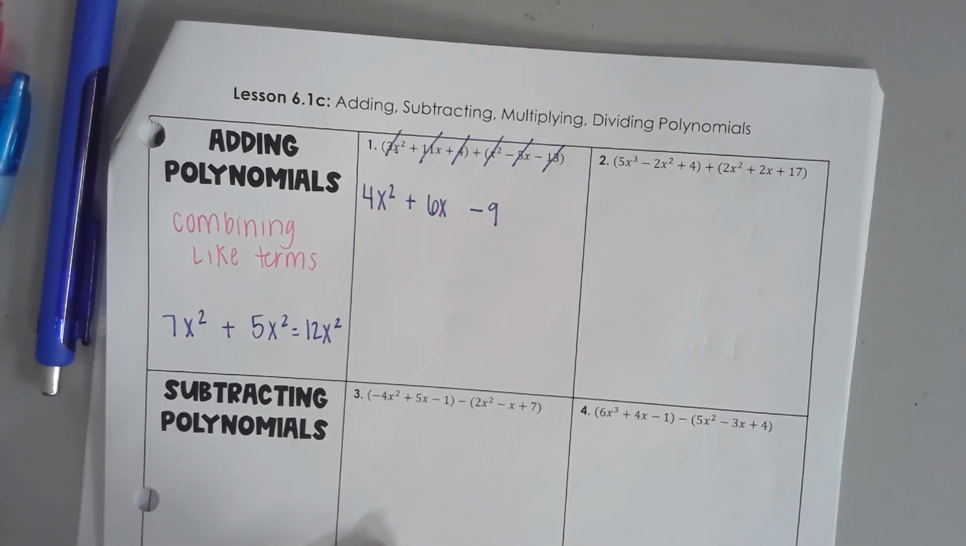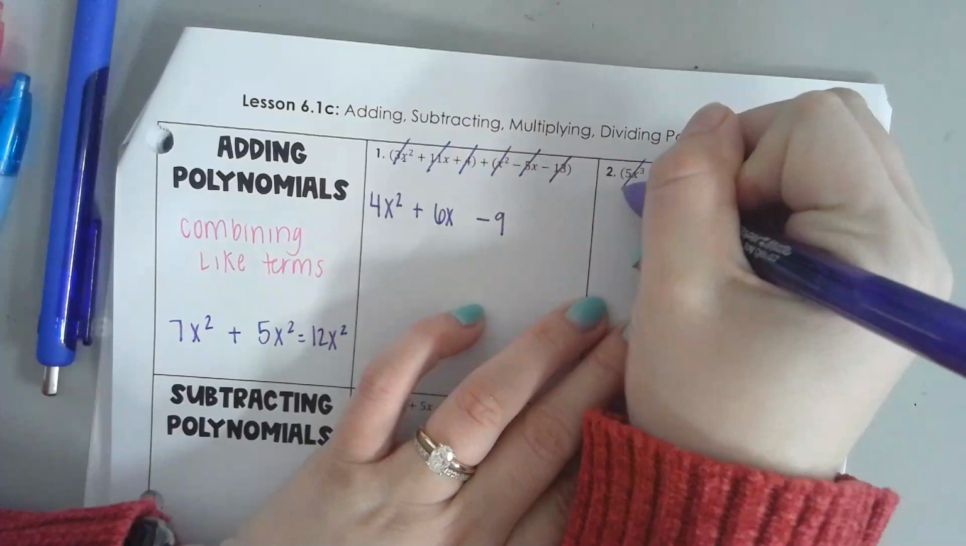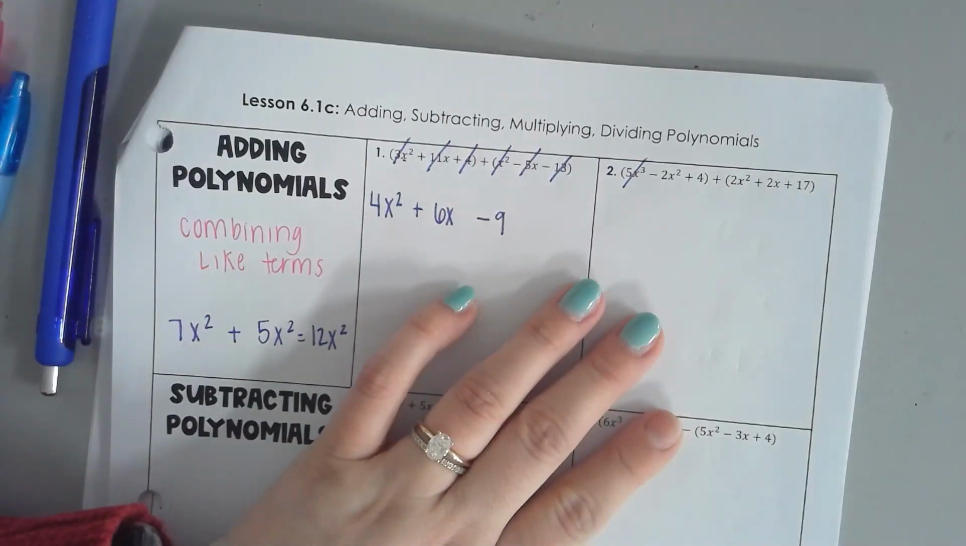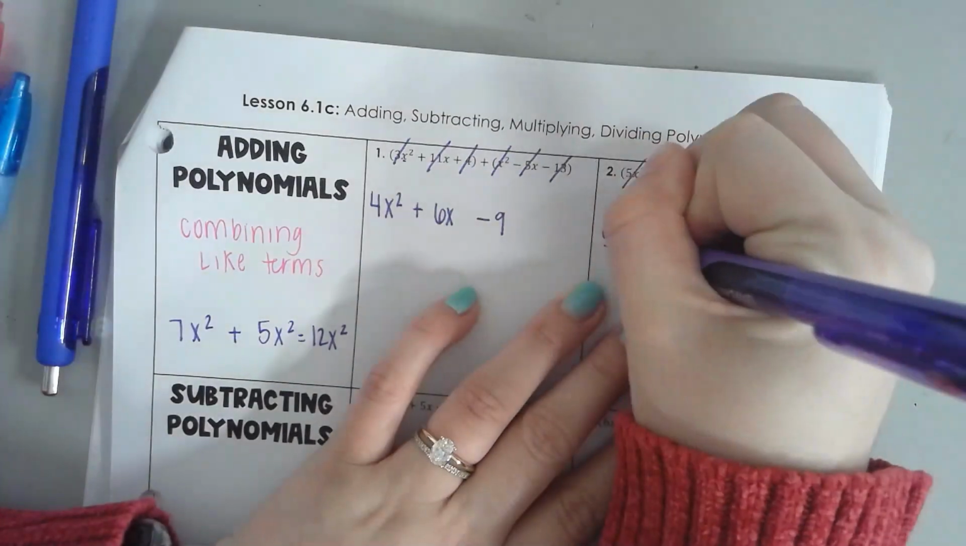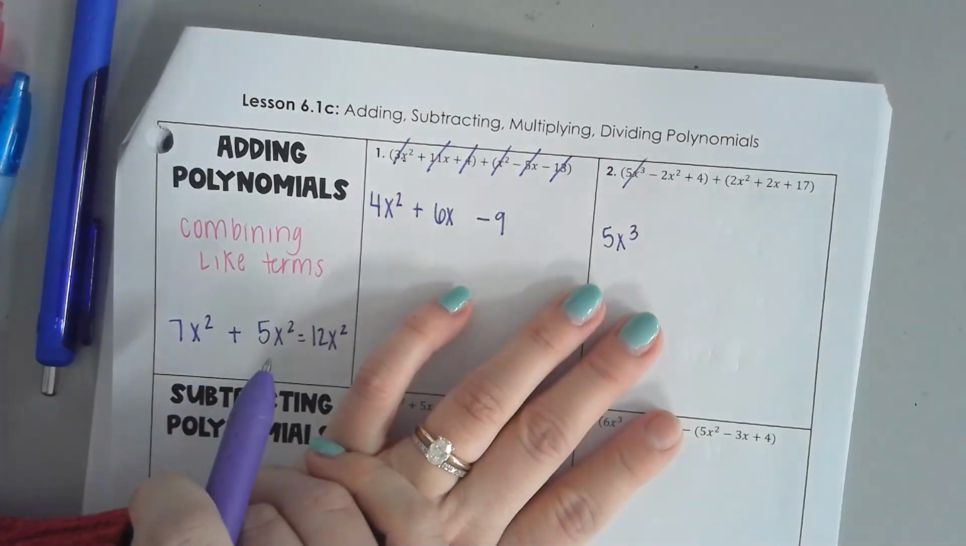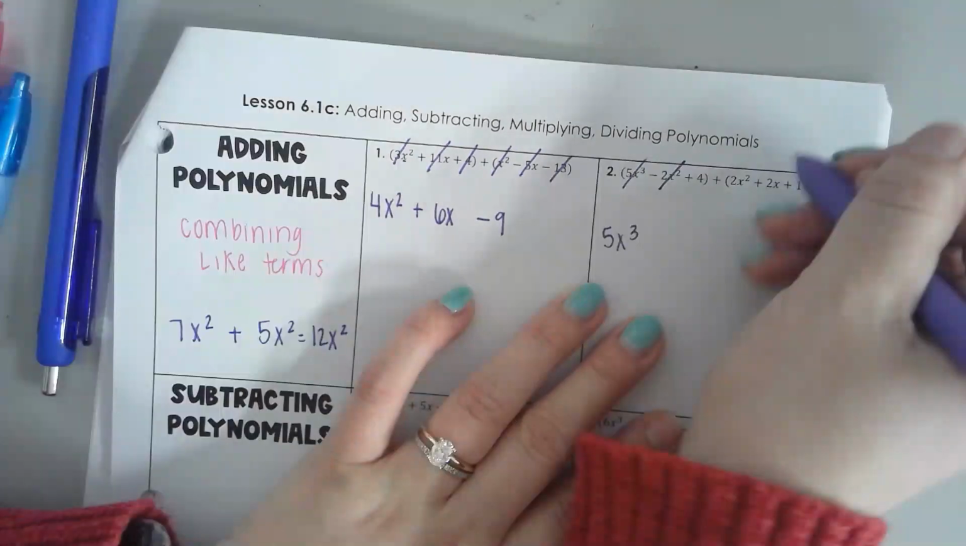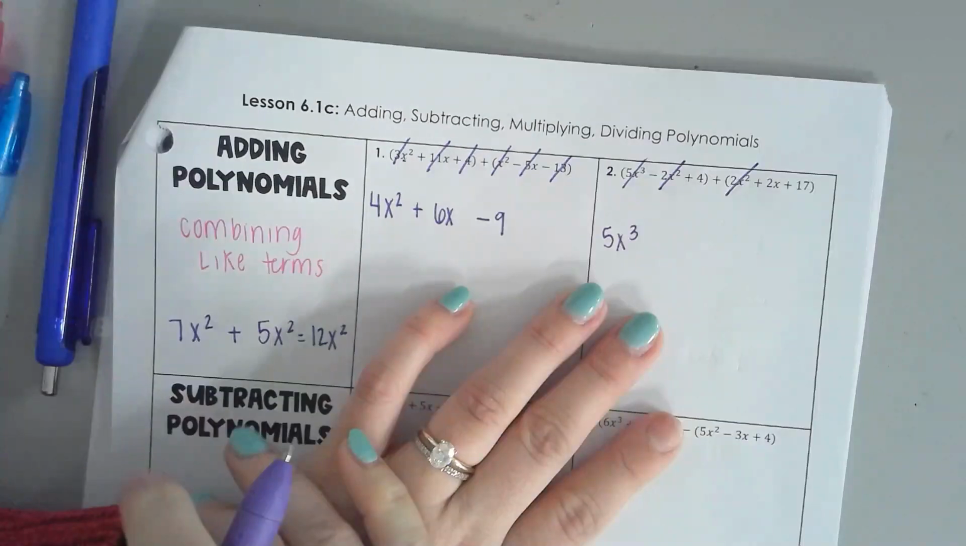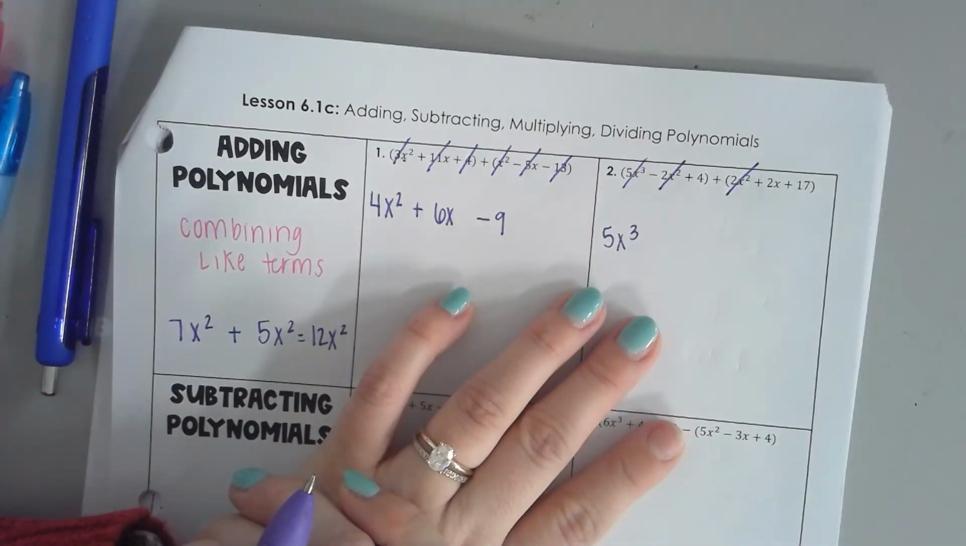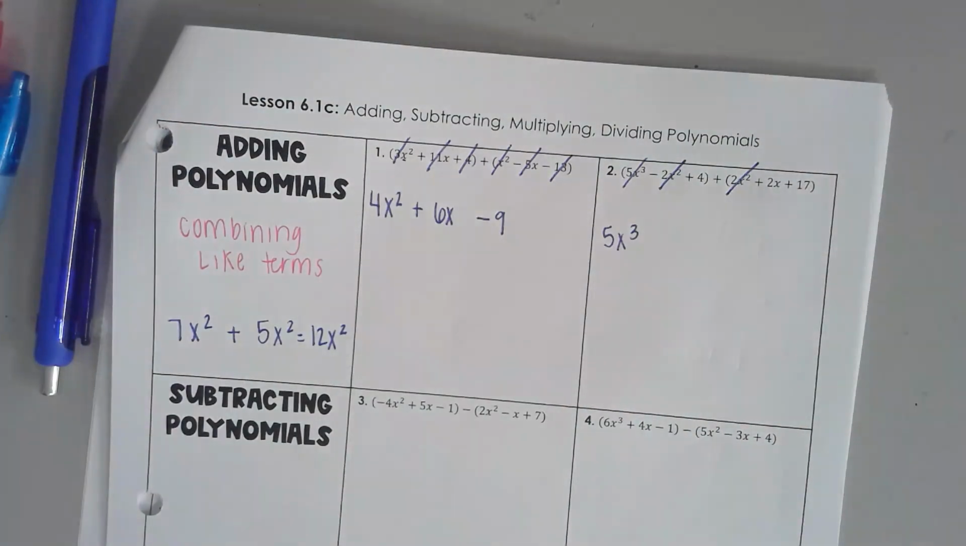Yep, on those. Number 2. Cubed. Do I have any other x cubes? Nope, so just write 5x cubed. X squareds, I have a negative 2x squared. Those just cancel out and make 0.